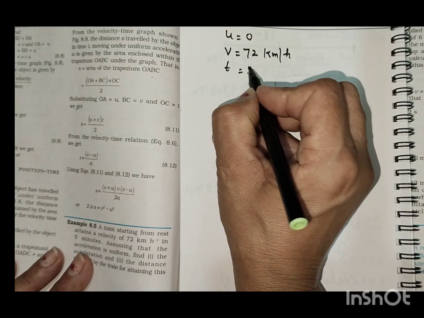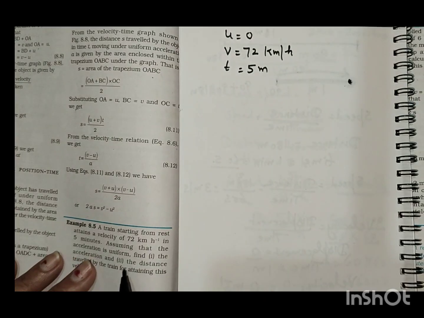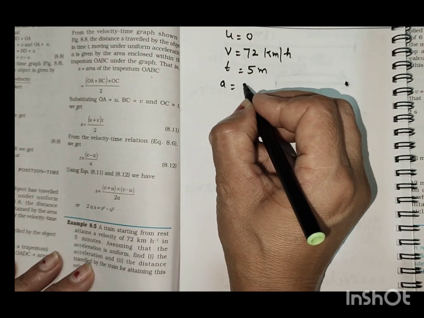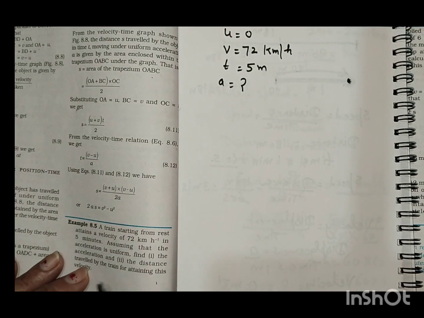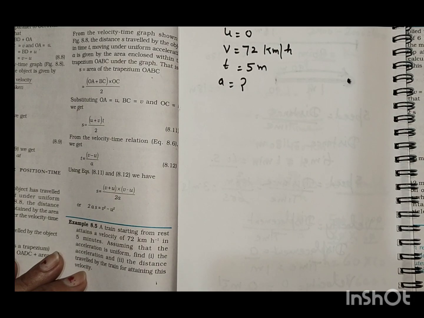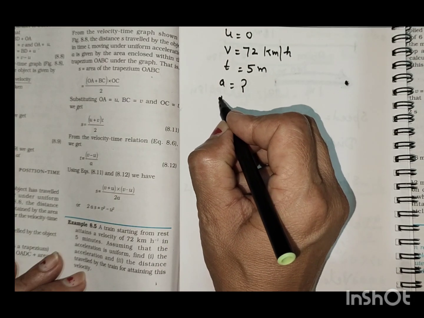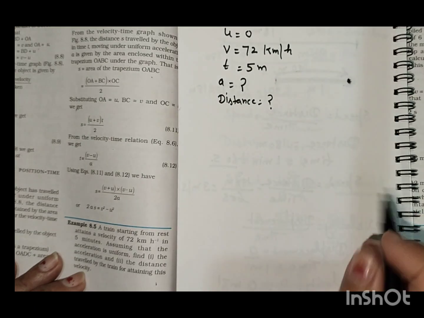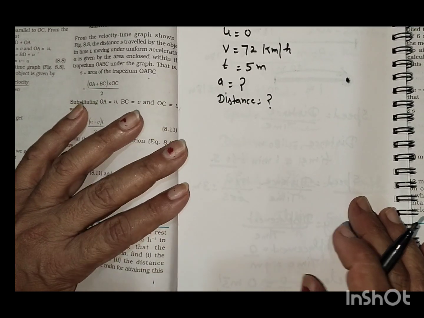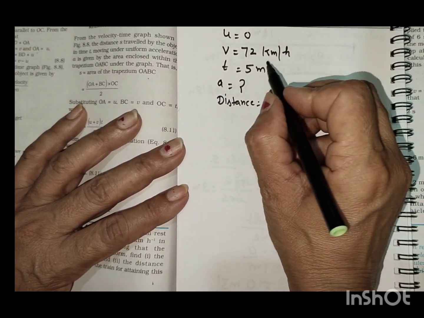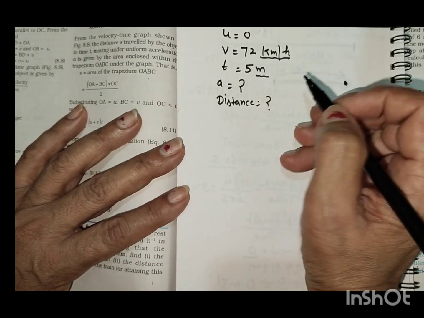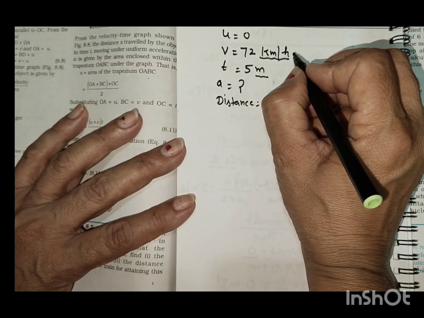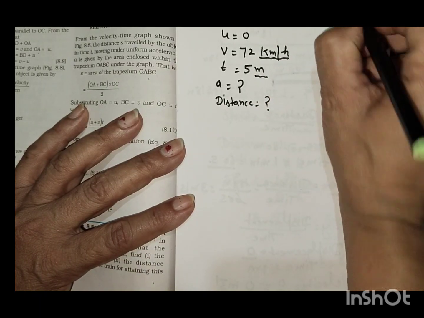Time is equal to 5 minutes. Assuming that acceleration is uniform, find the acceleration. We have to find out the acceleration and the distance travelled by the train for attaining this velocity. Distance also we have to measure in this numerical. If we want to solve any numerical, then first we have to equalize the units.